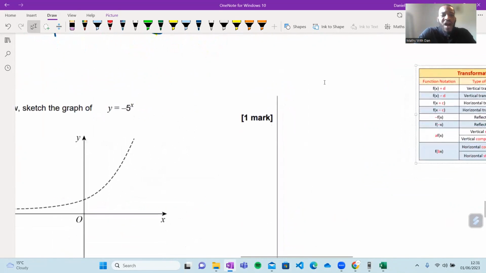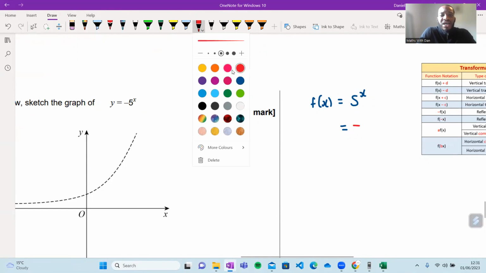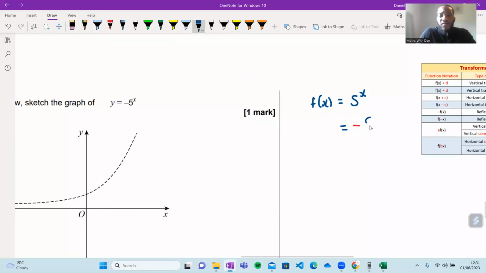Now, I've got f of x is equal to 5 to the x. And in the question, I've got minus 5 to the x, which I need to sketch. Well, I compare this to my original graph. The only difference is that I have a minus. Looking at the left-hand side, can somebody tell me what I do to go from 5 to the x to minus 5 to the x? What have I done?